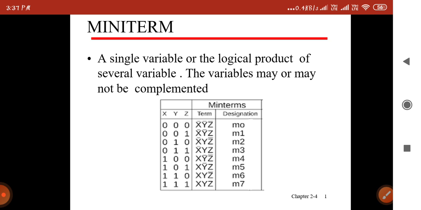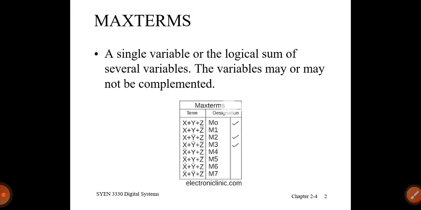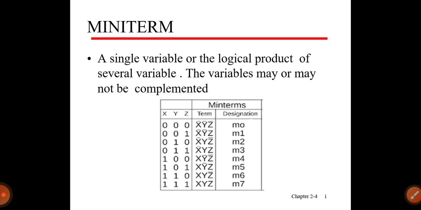SOP is the short form of sum of products. That's why it is called a sum of products, or SOP. Many terms can be seen like that. Definition: a single variable or a logical product of several variables, where the variables may or may not be complemented, is called a min term.